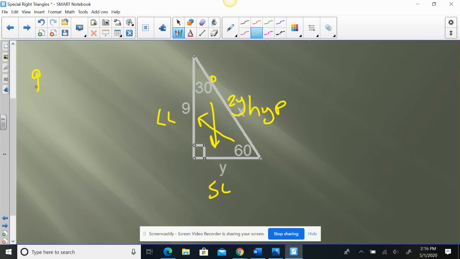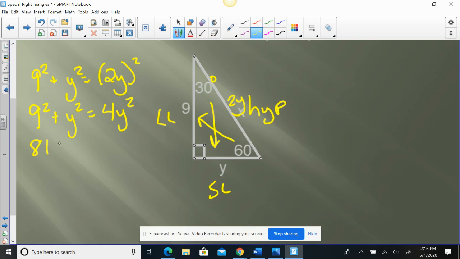So if I wanted to look at the math, and I know Pythagorean theorem is a squared plus b squared equals c squared, and c is 2y squared, that would give me 9 squared plus y squared equals 4y squared. Why I didn't make that an 81 there, don't know. So that should be 81. And now we're going to subtract the y squares over. I don't need to factor because I don't have a linear or plain y term.